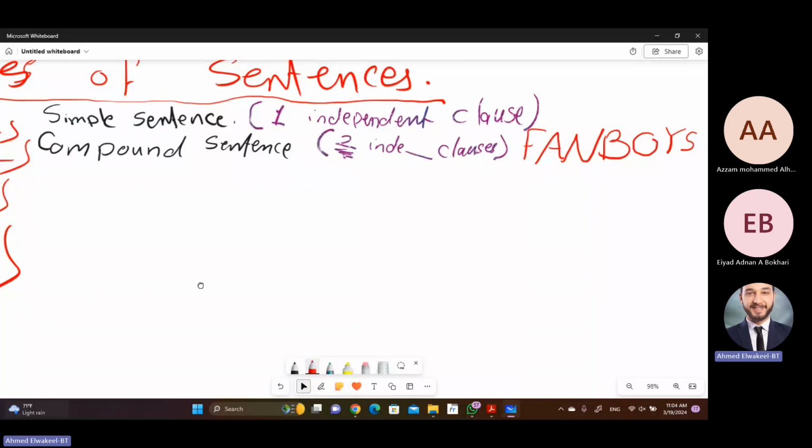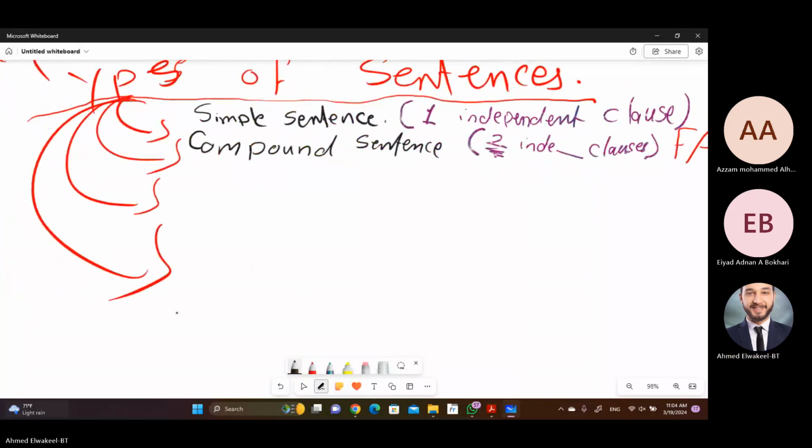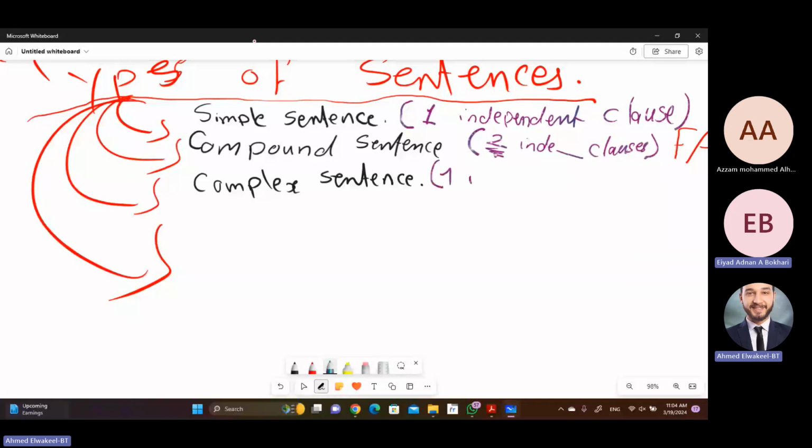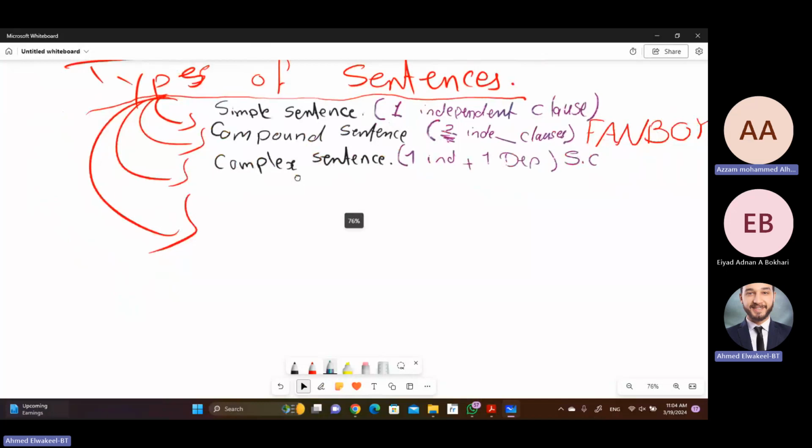The third type is called what? The one that we just made the example for. Complex sentence. What's a complex sentence? One independent clause plus one dependent clause, using any subordinating conjunction, like, for example, although, though, even if, even though. And also our bingo, compound-complex.